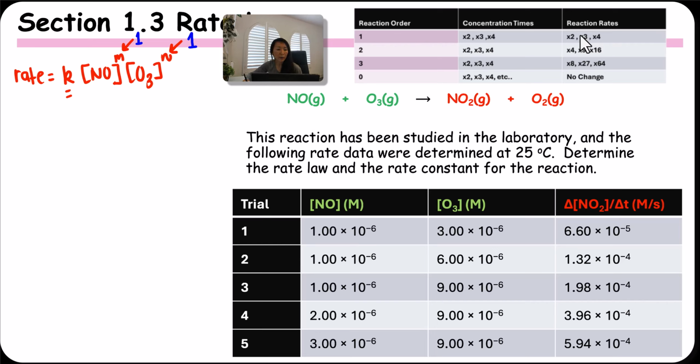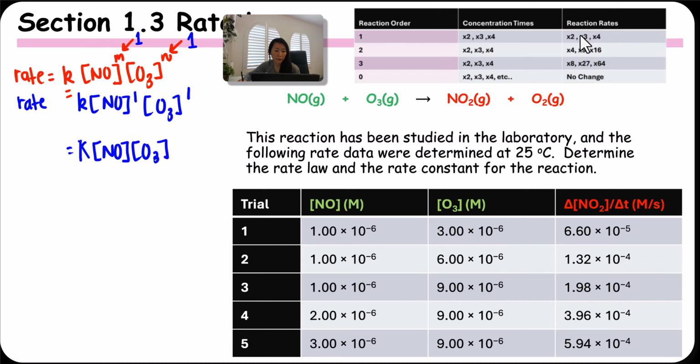So therefore, we can say that the rate of the reaction for this is k, NO to the first order and ozone to the first order. Or you don't have to write the 1, because if you don't write the 1, then we just assume that it's as is. So we can say k, NO, and ozone. That would be sufficient for the rate law. Well, almost, because we haven't solved for k yet, and we're looking for the rate constant as well. So let's go ahead and find the rate constant.